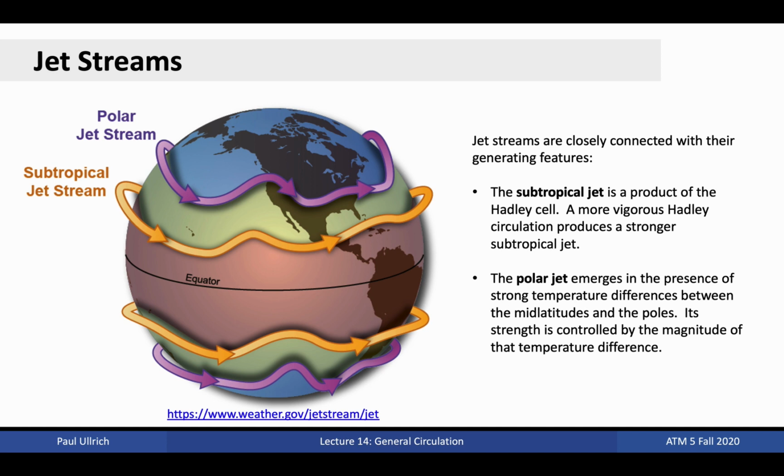The polar jet, on the other hand, emerges because of strong temperature differences between the mid-latitudes and the polar regions. When air mixes between these two regions, sharp changes in temperature can emerge that are associated with strong winds. The polar jet is most prominent in the winter season, when temperature differences between the mid-latitudes and poles are the strongest, and is a major driver of extreme wintertime weather.